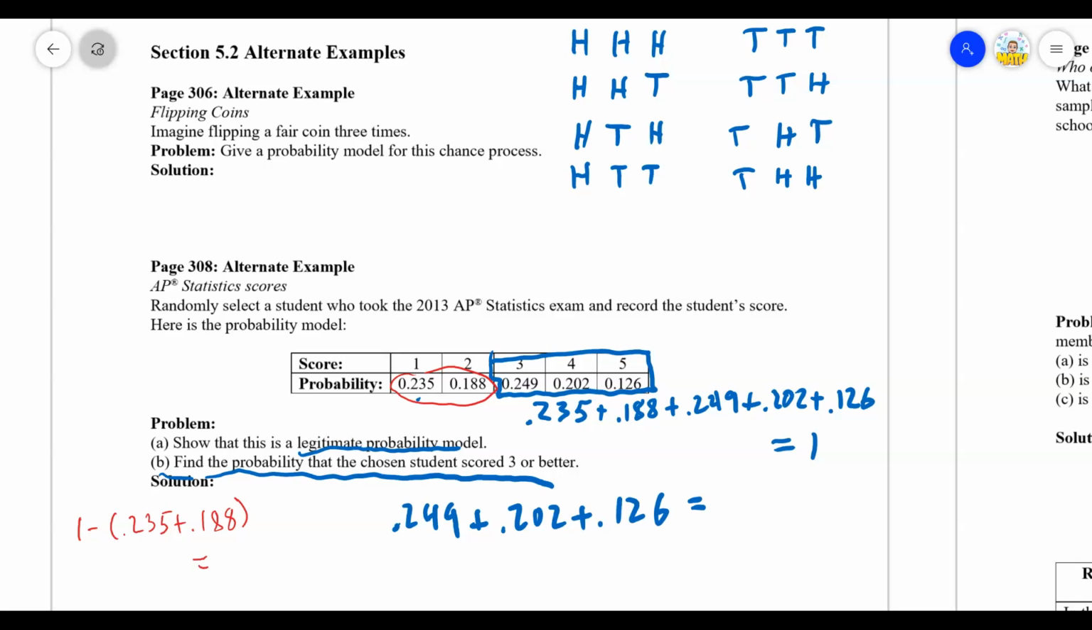Okay, we can do either one of those, and it will give us that probability. In both of these cases, I get 0.577. Sorry, I can't see my calculator. 0.577. Okay, so that's one way to look at probabilities with a table.